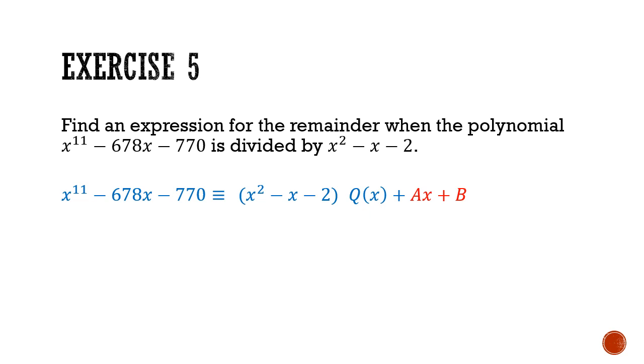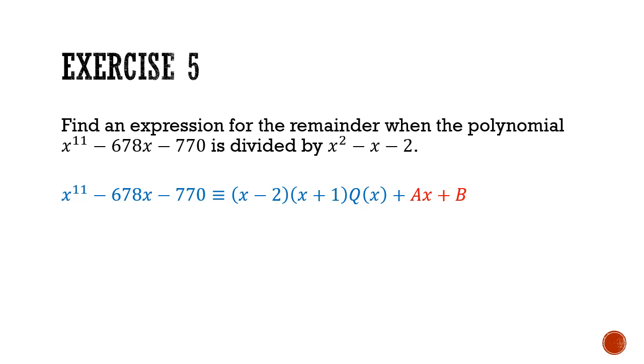Well, the divisor is factorizable. We'll get x minus 2 times x plus 1. And what we're going to do is the remainder theorem twice. We're going to substitute x equals 2, and we're going to substitute x equals -1, because in these two cases, the q(x) will vanish. And we're going to form simultaneous equations. So that's the big idea.